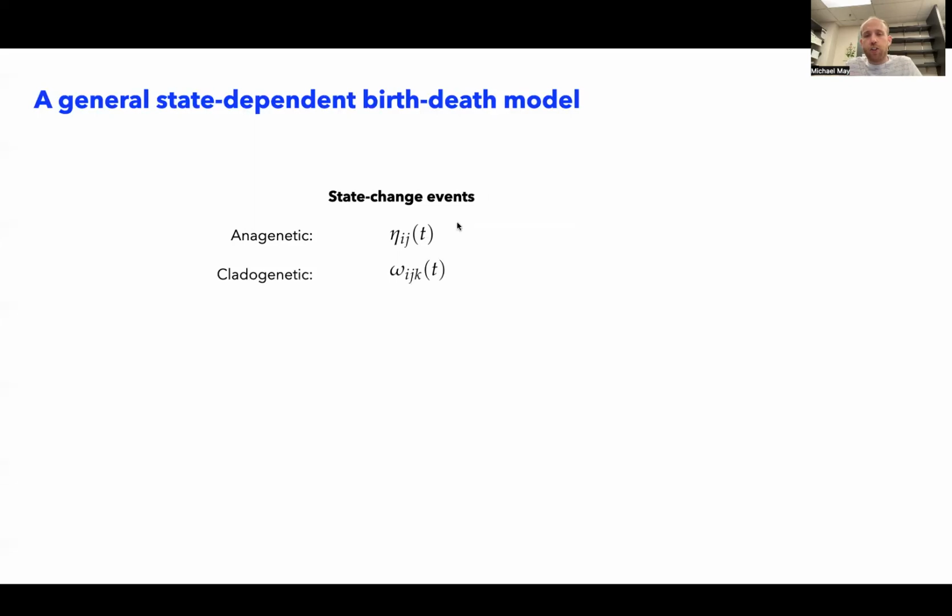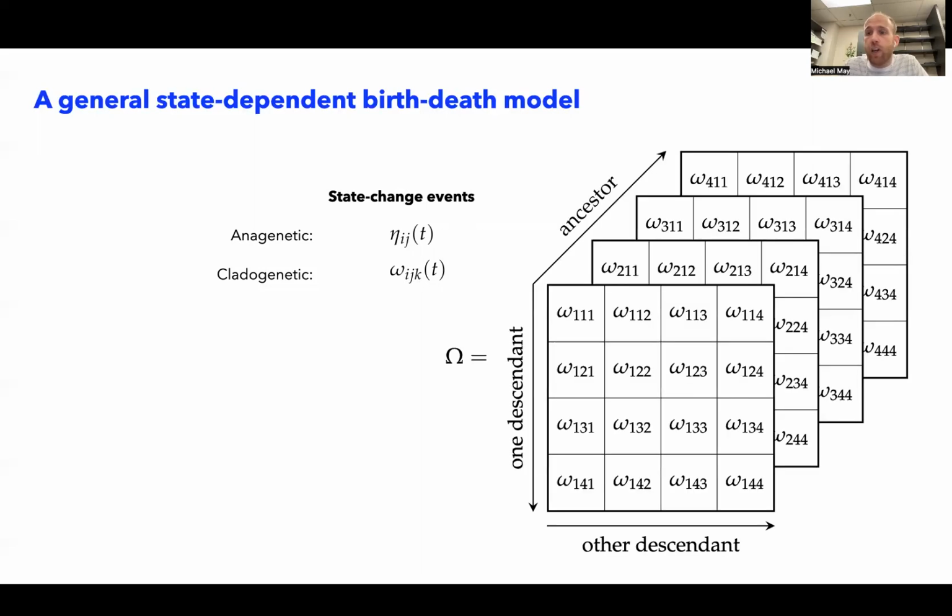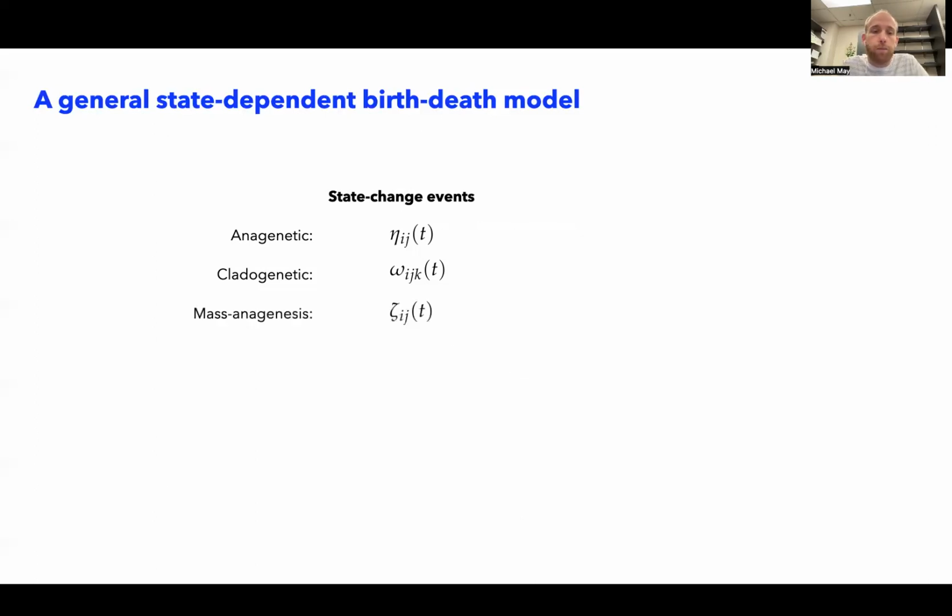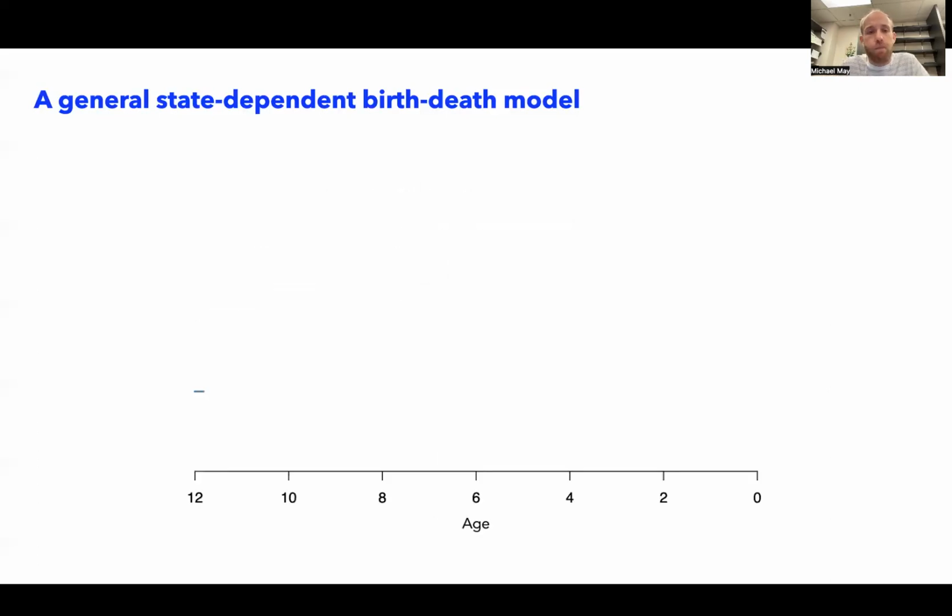There's also a cladogenetic state change process where a lineage in state I leaves one daughter in state J and the other daughter in state K. We can represent this as a 3-dimensional matrix, sometimes called a tensor, where one dimension represents the ancestor's state and the other 2 dimensions are the states for the 2 descendants. We also have mass anagenesis, where at a particular time, all lineages potentially change character state.